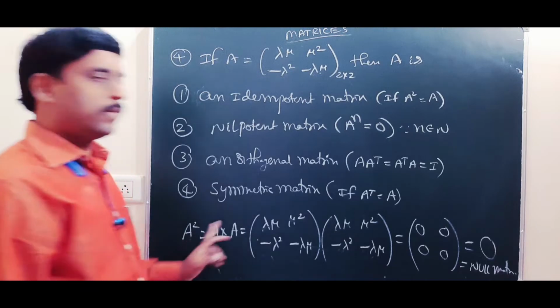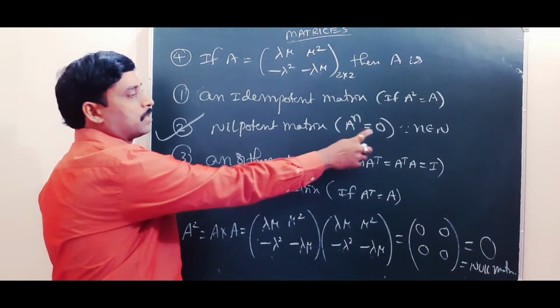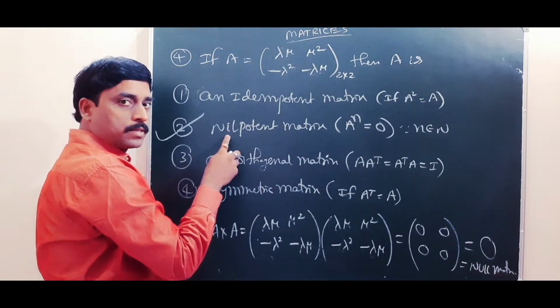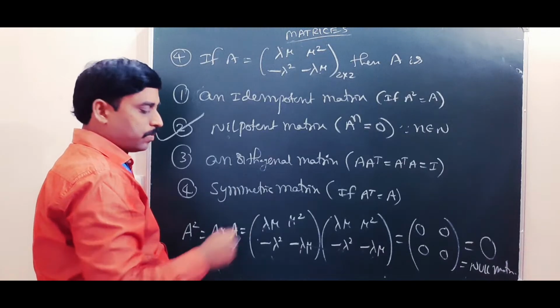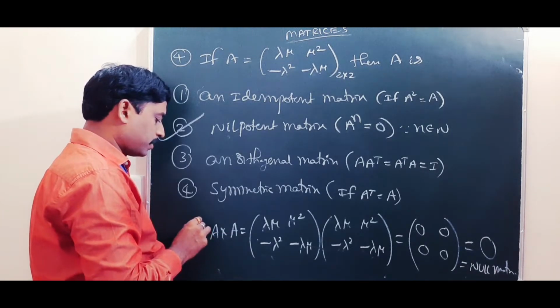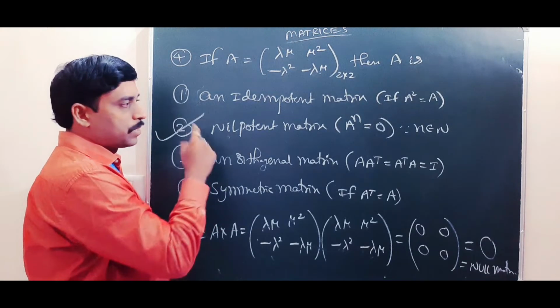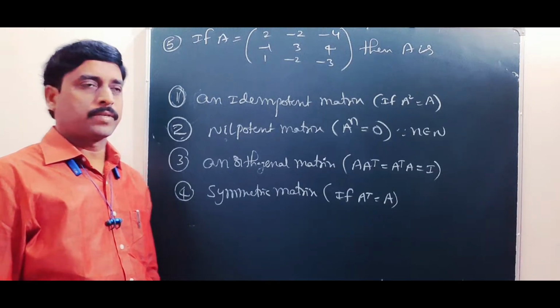If A square equals O, so the second option is correct. If A to the power n is equal to O, then A is called a nilpotent matrix. Here A square equals O, where 2 is called the index of the given matrix. So option 2 is correct. Okay, moving to the next question.